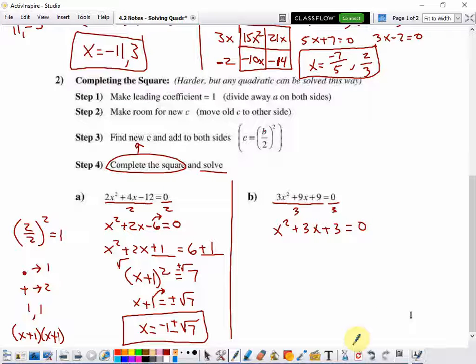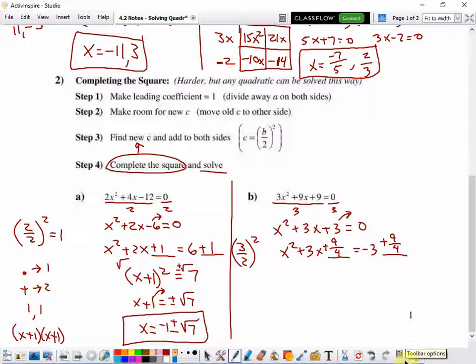This is not a square trinomial, so I need to move that c over. X squared plus 3x, new c, equals negative 3, and new c. Okay, so to get the new c, I take b and divide it by 2 and square that. Now b is not divisible by 2, so in this case, I'm just going to square it as it is. I'm adding 9/4 to both sides.